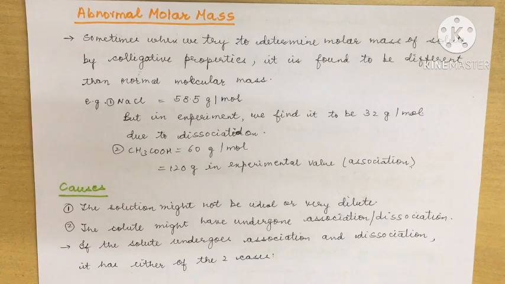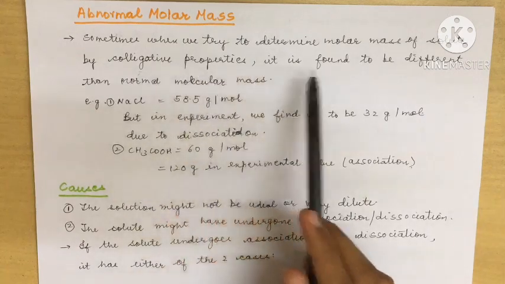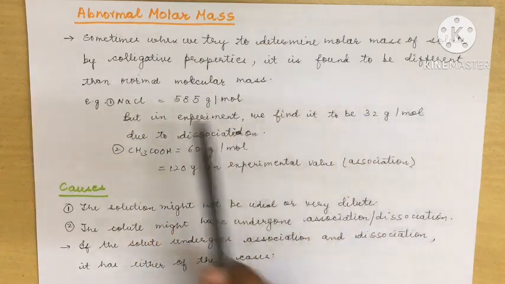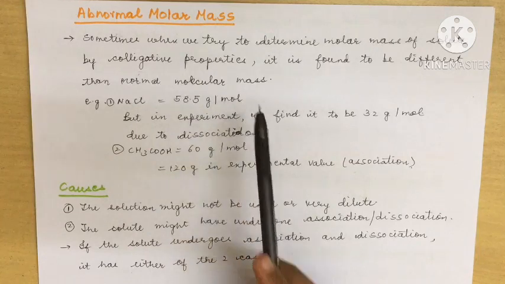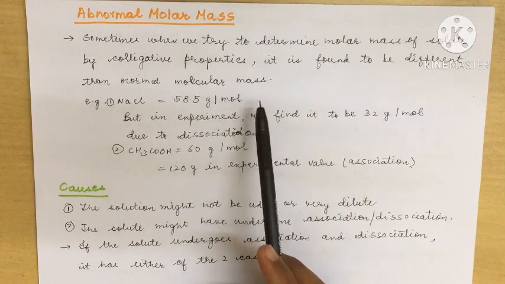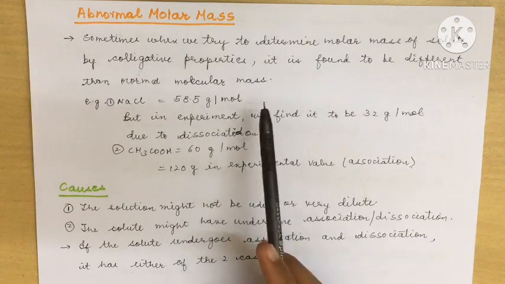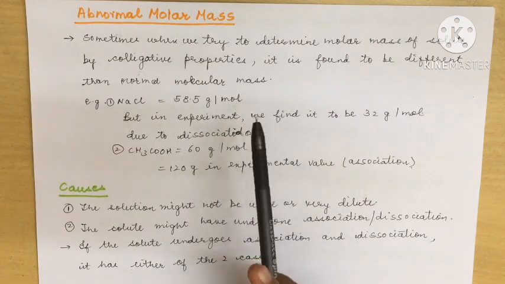So let us read it. Sometimes when we try to determine the molar mass of solute by colligative properties, it is found to be different from the normal molecular mass. Whenever we try to determine the molecular mass of any compound, we calculate it one way, and the second is, how do we calculate? With the help of colligative properties.